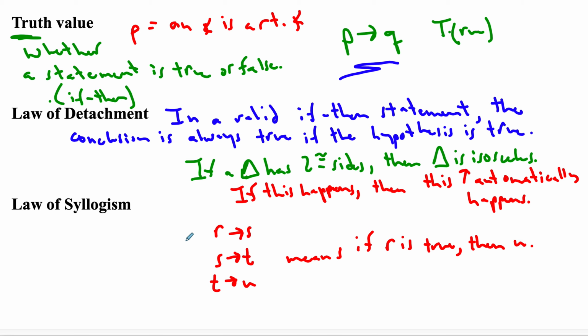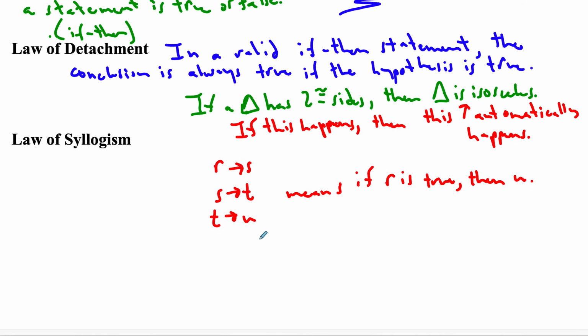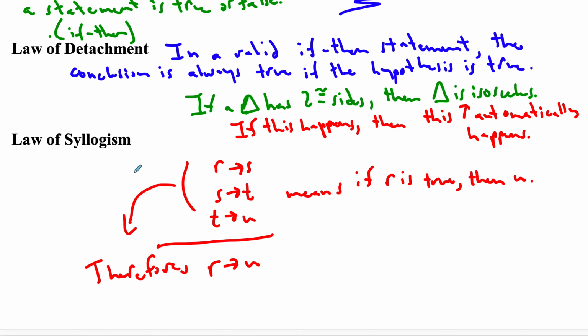So that's the law of syllogism, where if you have a series of if-then statements you can draw a final conclusion. So we'd say, therefore, R implies U. And this is a consequence of the law of syllogism. The law of syllogism allows us to combine a series of if-then statements into a single one. By the way, sometimes we'll use this three dots in a triangle formation.